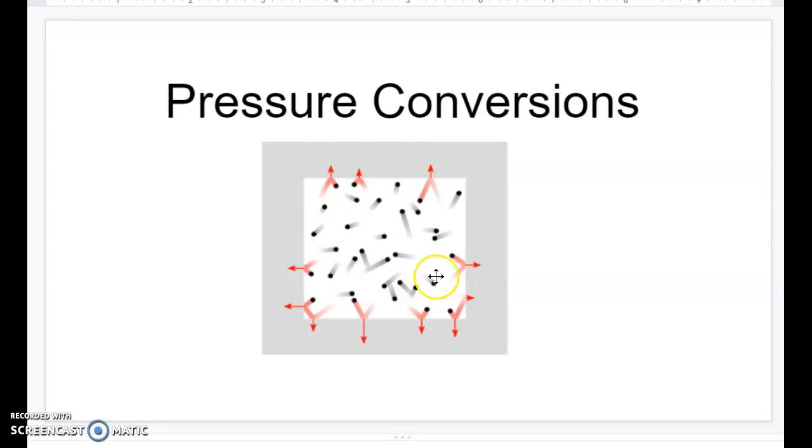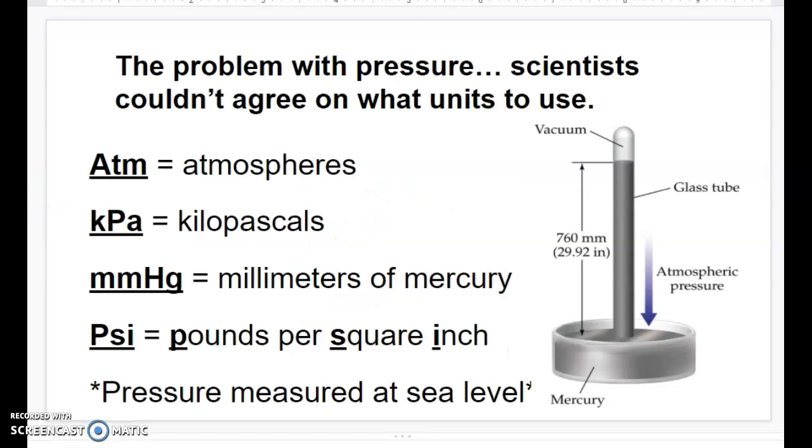When we look at this picture, remember the definition of how we increase pressure is particles hitting the sides of the container. So you can see pressure increases every time by how hard it hits and how often it hits on the inside of its container. The problem with pressure is that scientists could not agree on what units to use.